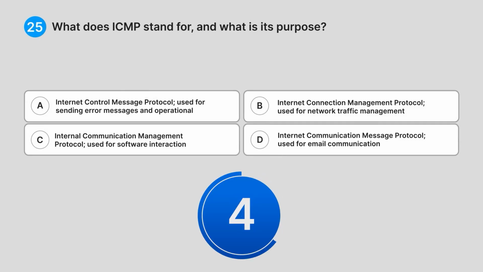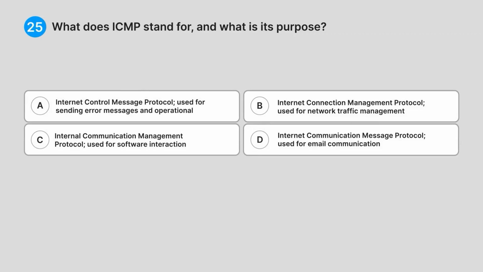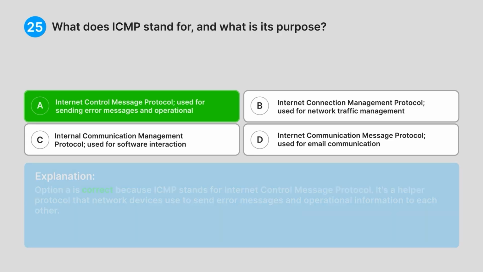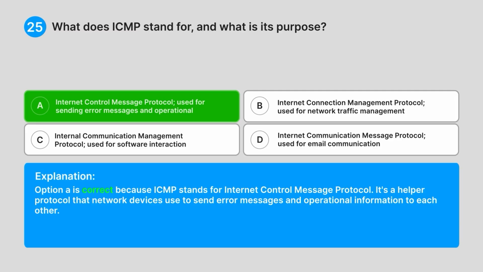What do you think is the answer? Correct answer, A. Internet Control Message Protocol, used for sending error messages and operational information. Explanation. Option A is correct because ICMP stands for Internet Control Message Protocol. It's a helper protocol that network devices use to send error messages and operational information to each other.